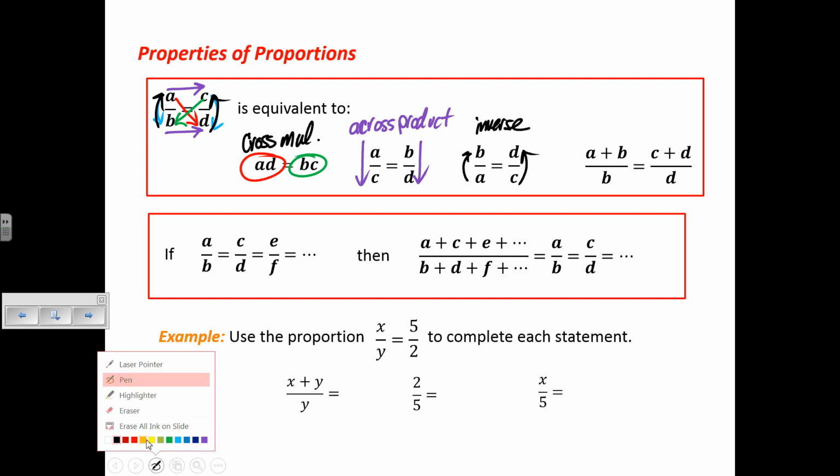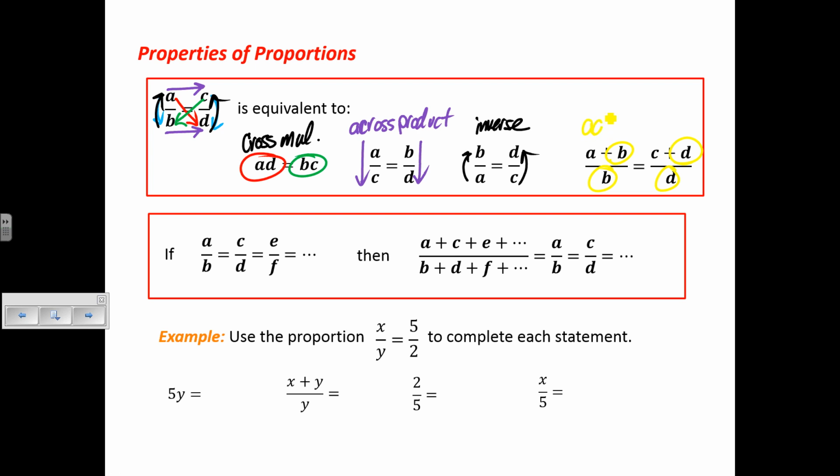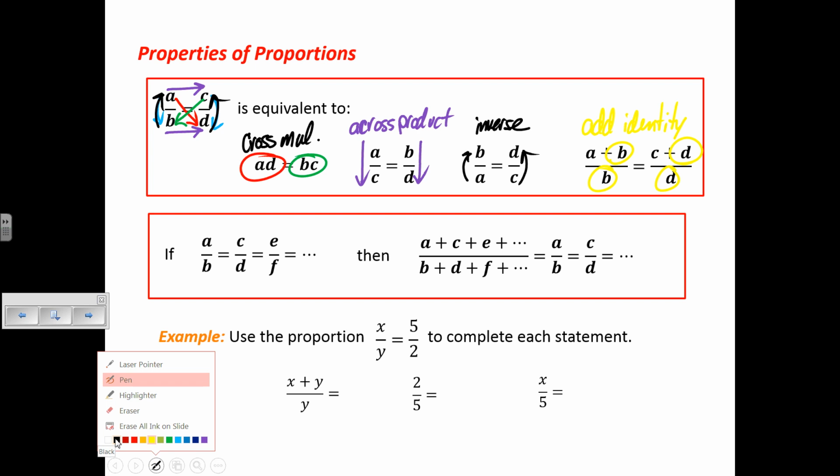And then we have what are called addition identities. If I say A plus B over B, notice I simply add the same thing from the bottom to the top. So if I'm over B, I can add B here. If I'm over D, I can add D there. And that's called an addition identity. So these are variations of the same proportion that you need to be familiar with. Taking a look up here, then of course you have your extended versions. That is A over B equals C over D equals E over F. Then you can simply add everything up and pick your own proportion, etc.